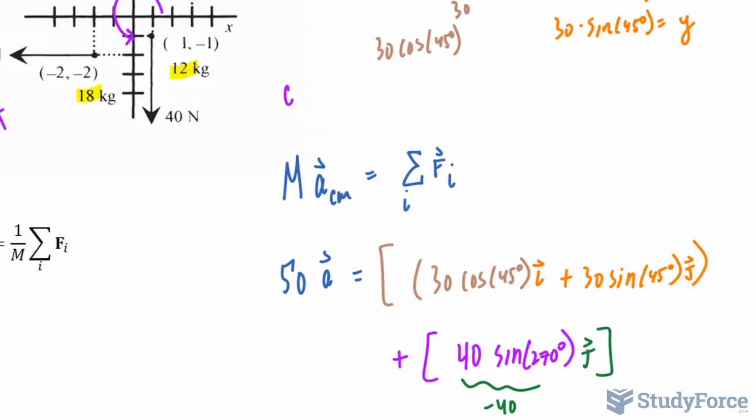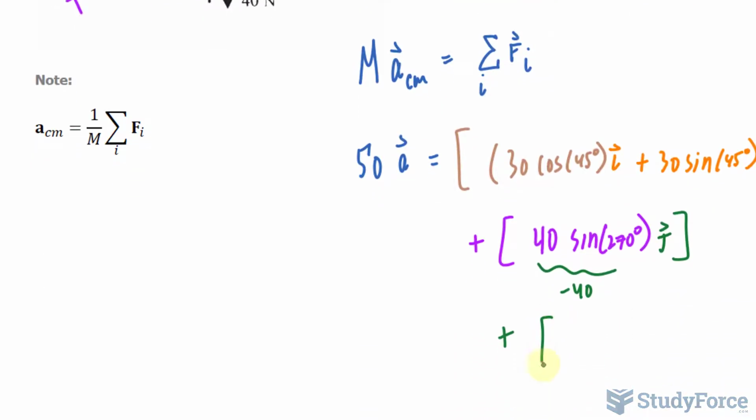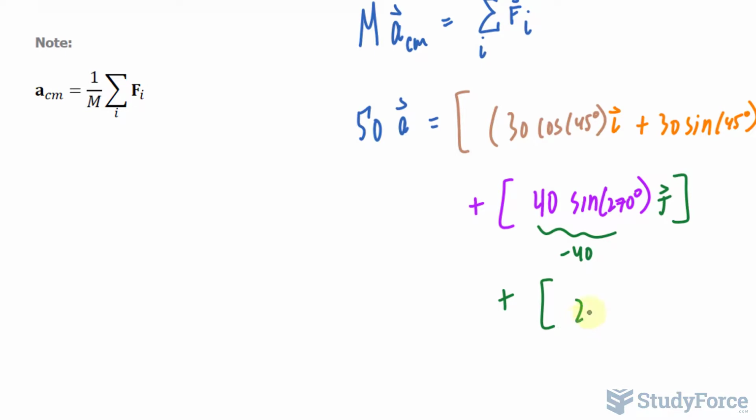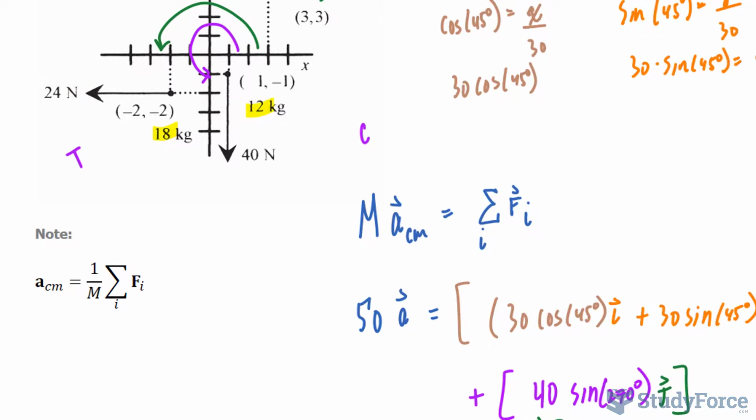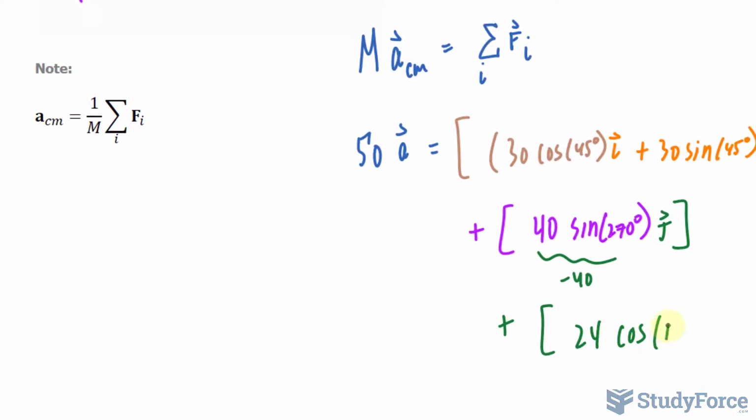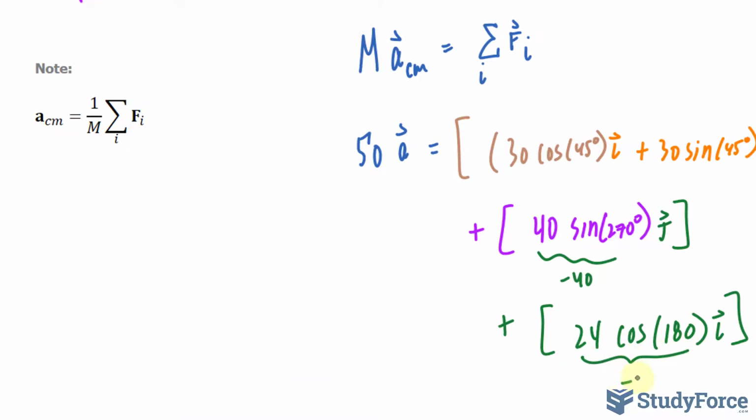Now this last vector here does not have a y component, it only has an x component. So using the same strategy, I'll take the 24 newtons, multiply it by cosine, and the angle this time is 180. Because it's the x component, it's cosine 180 multiplied by the unit vector i. Let's find out what that is. 24 times cosine 180 makes negative 24. So you could have simply written down negative 24 instead if you wanted to, just by analyzing the vector, given that it's going to the left.